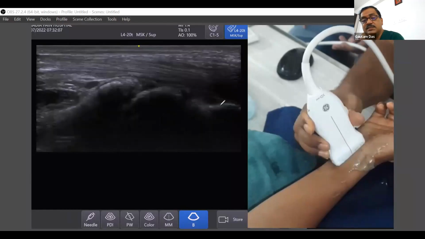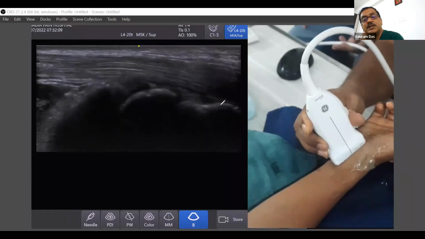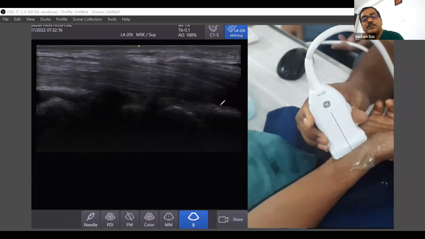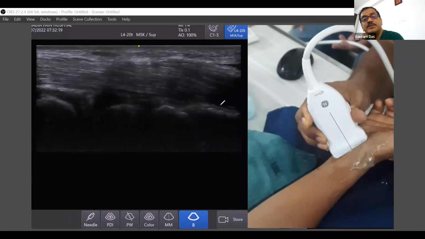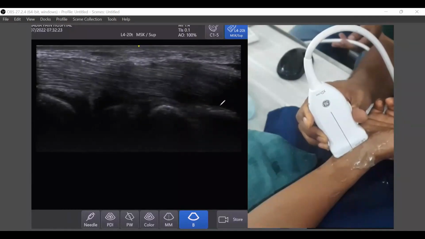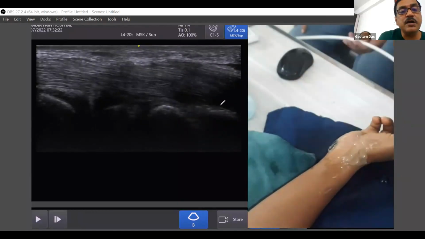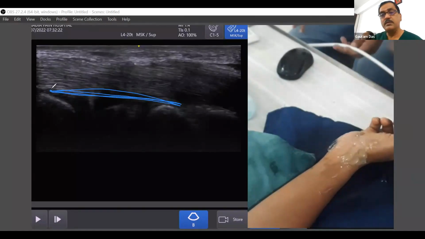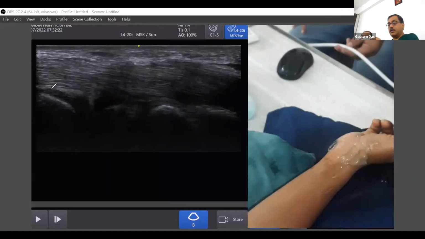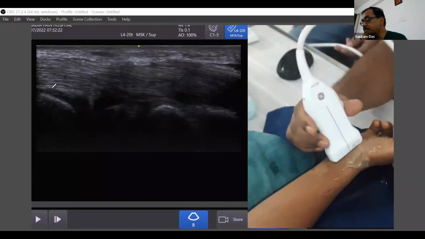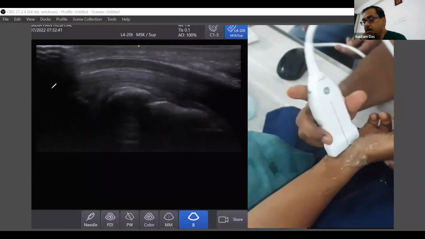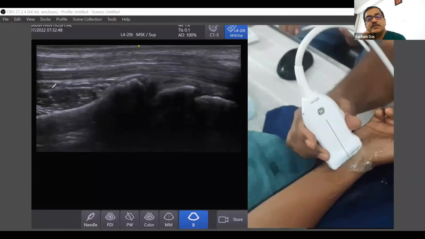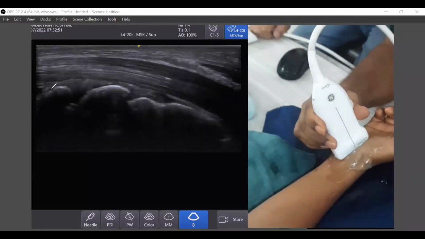And if I'm tilting to the other side, you see, I'm keeping the distal part of the probe over the capitate. And now I'm gradually moving it towards the ulna. So now the ulnar bone is coming. And this ligament is your ulnocapitate ligament. So this ligament is your ulnocapitate. So this was again radius, this was lunate, this was capitate.